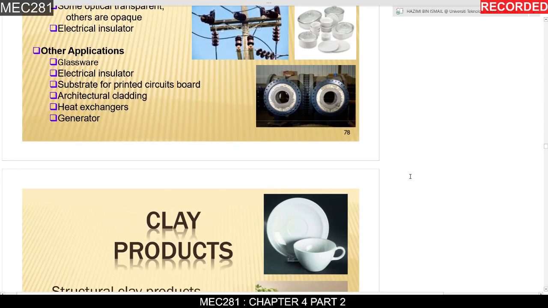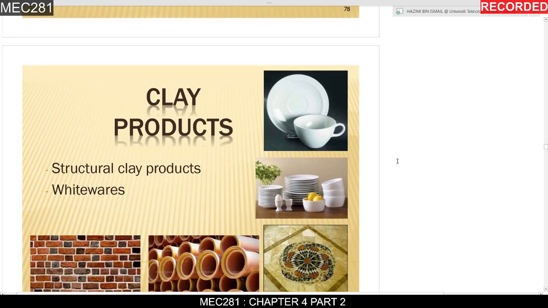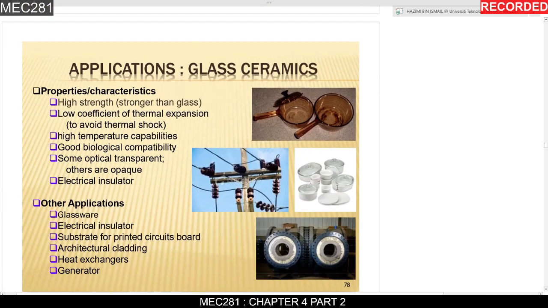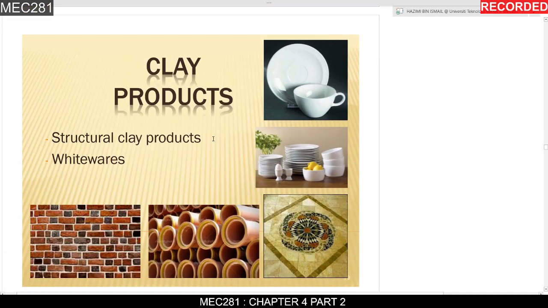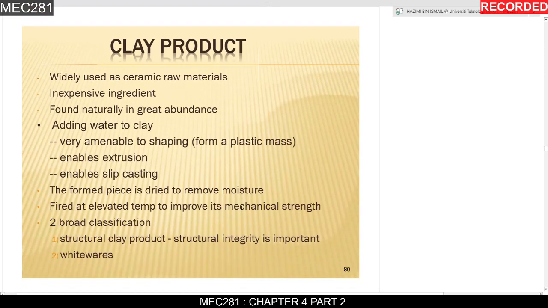Semua dah dapat 5 minit rehat. Okay, kita sambung. So let's get to clay products. So before the break, we have learned about the glass, and now we have the clay products. This picture shows some examples about the clay products, and clay is widely used as a ceramic raw material, an inexpensive ingredient found naturally in great abundance.